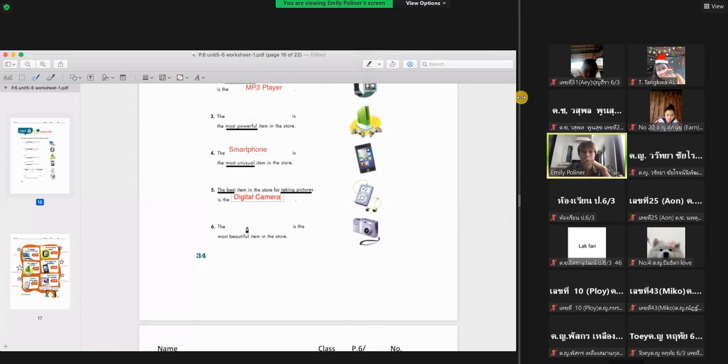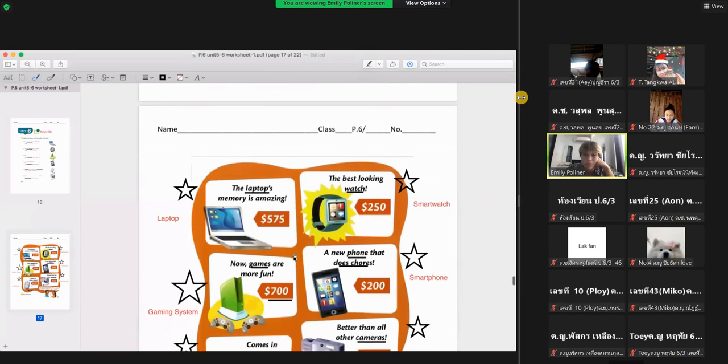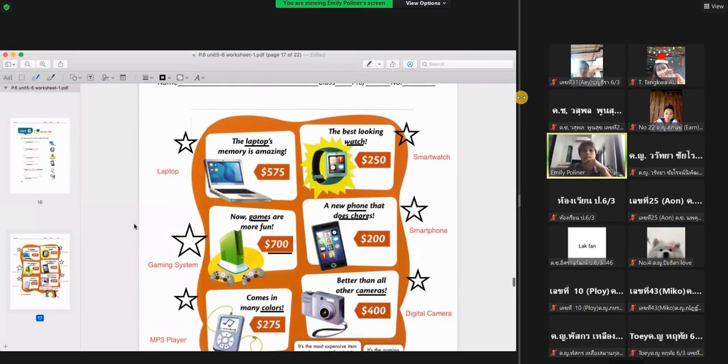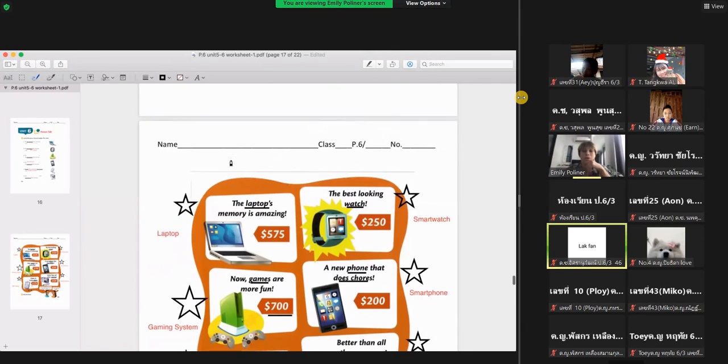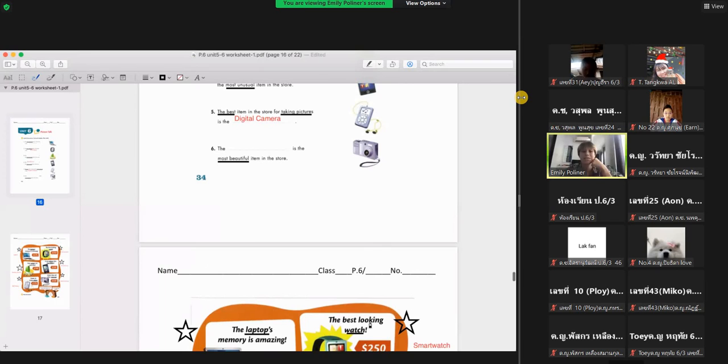Digital camera. Number 6, the blank is the most beautiful item in the store. Which one looks the best? Laptop. The memory is amazing. Fan. What about the smartwatch? The best looking. Which one looks the best? The smartwatch. It's the most beautiful because it's the best looking item in the store.